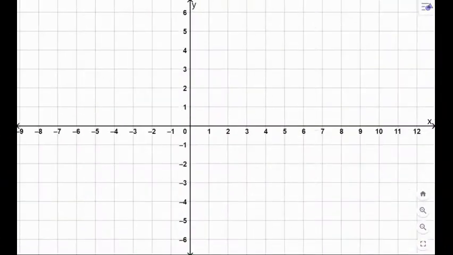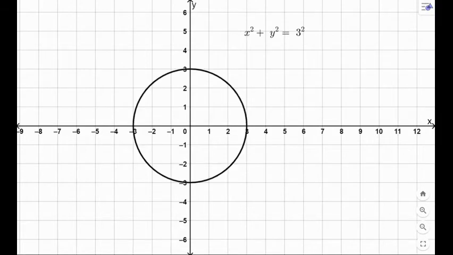The next type of graph we're going to look at has a formula that looks like this: x squared plus y squared equals some other number. The general form is x squared plus y squared equals some number squared. This formula forms a circle, where the center is at 0, 0, and the radius is 3 units.